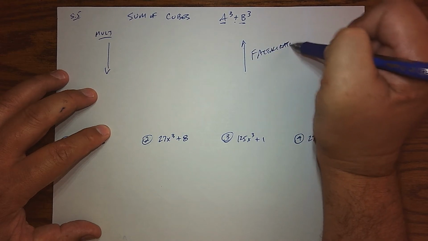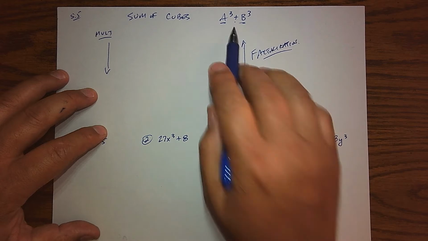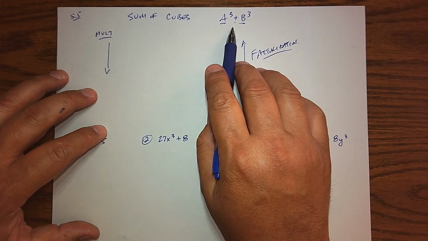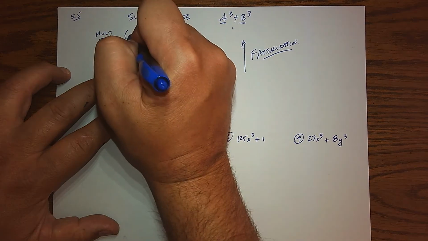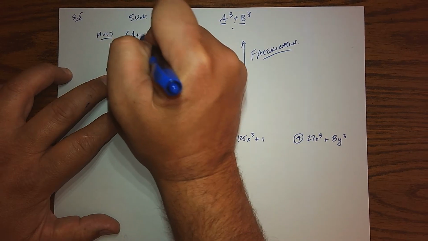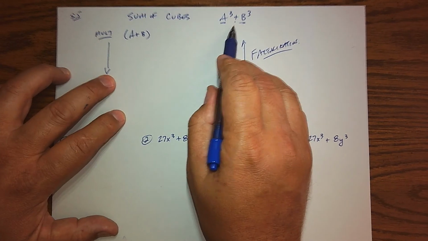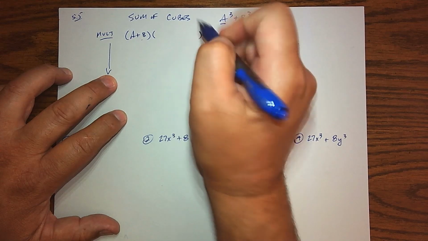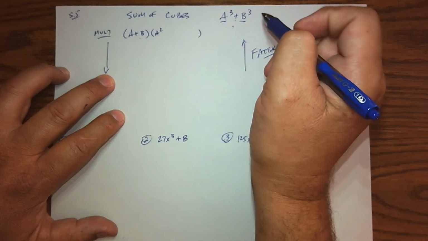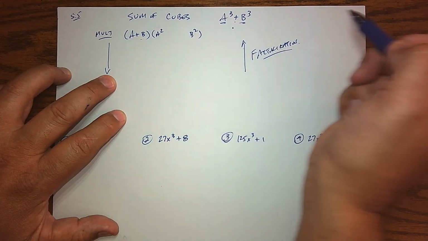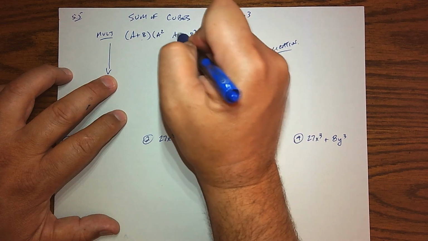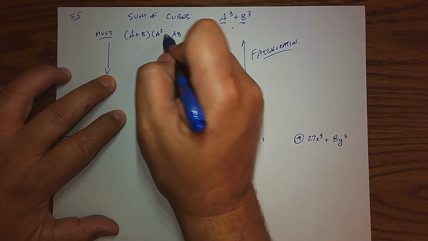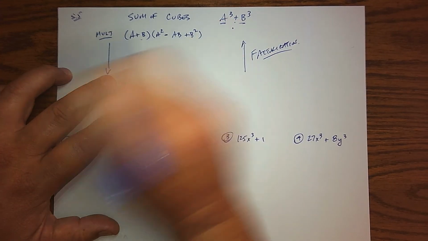Alright, so it turns out that the pattern for the sum of cubes is very similar to the pattern of the difference of squares. It begins with a binomial, but this time, since we're adding, the binomial is a plus b. And then just like the last one, we're going to take the first term and square it. We're going to take the last term and square it. We're going to take the two items and multiply them. But what's different is this will now be a subtraction, and that remains addition.